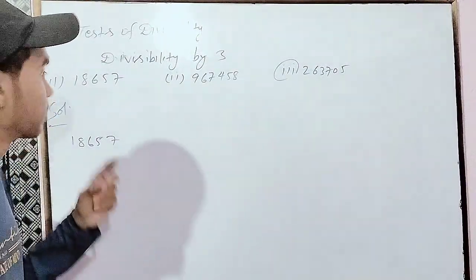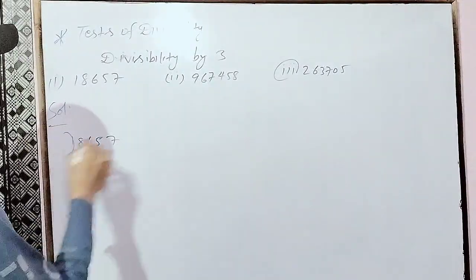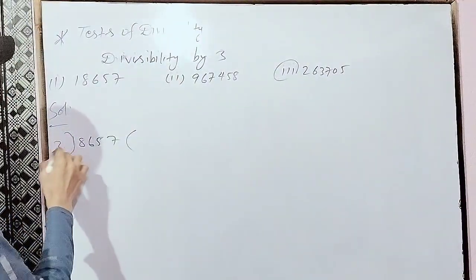How? We can even check. Here we are saying that it is not divisible by 3. Now we are going to check whether that is correct or not. Is this number divisible by 3 or not?